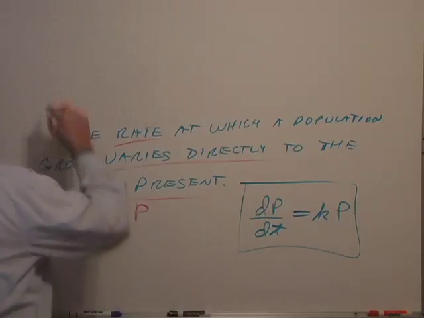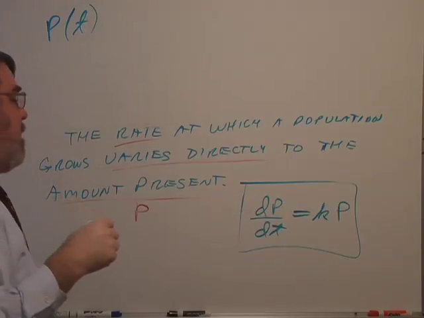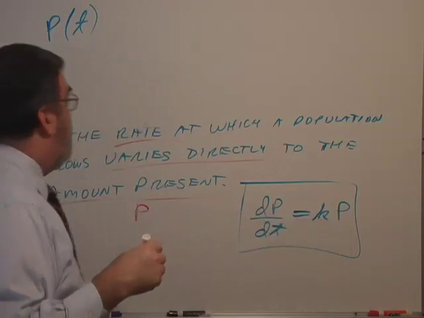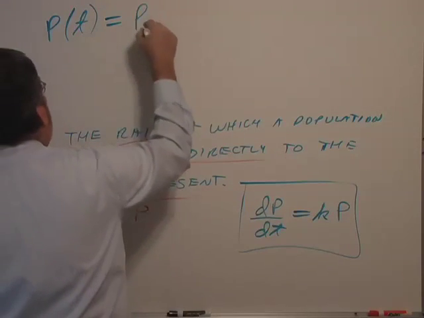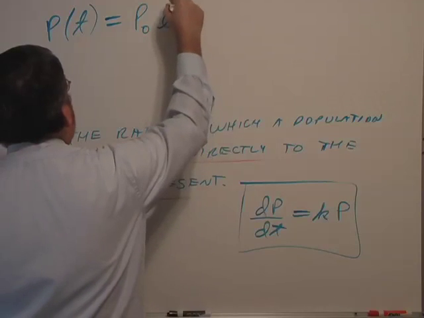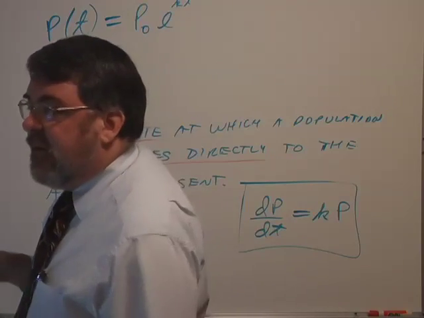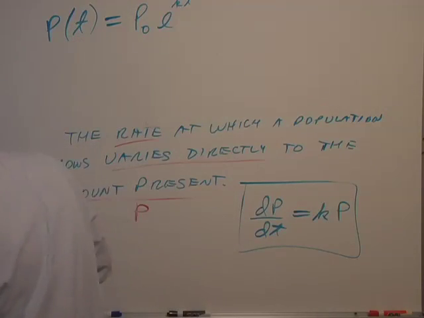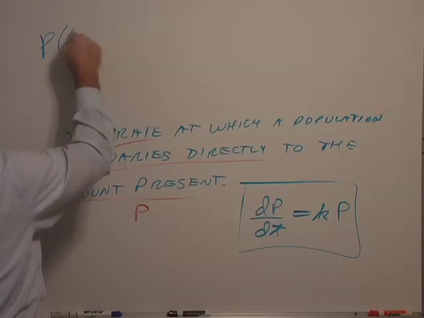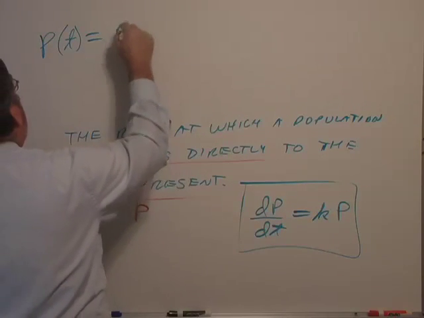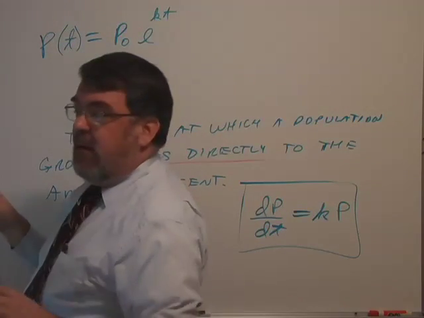When you solve this, we see that the population with respect to time, which I'm writing as a function P(t), is equal to P subscript 0 times e to the kt. I need to write that down a little lower because it's not showing up on the video. So P(t) equals P subscript 0 e to the kt. All right, it showed up that time.